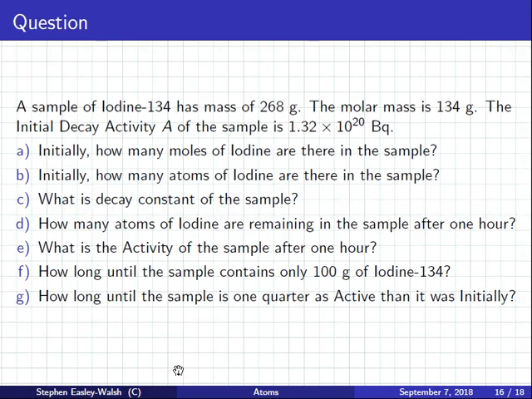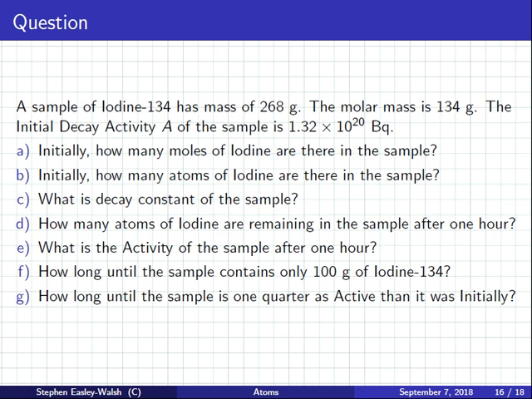Okay. So we just have the one example to do, but it's a big example, but it covers all the formulas. A sample of iodine 134 has a mass of 268 grams. The molar mass is 134 grams. The initial decay activity, so that's the A0, is 1.32 times 10 to the 20 Bq. Right, so let's do this one together.